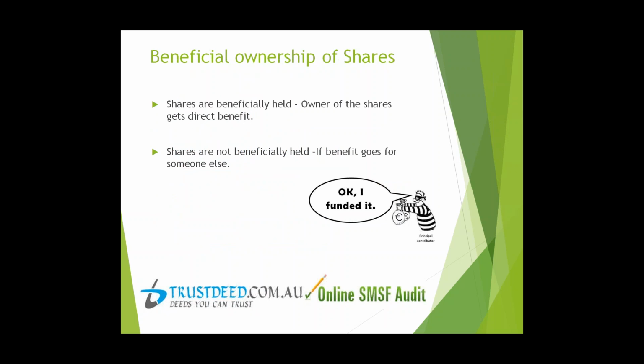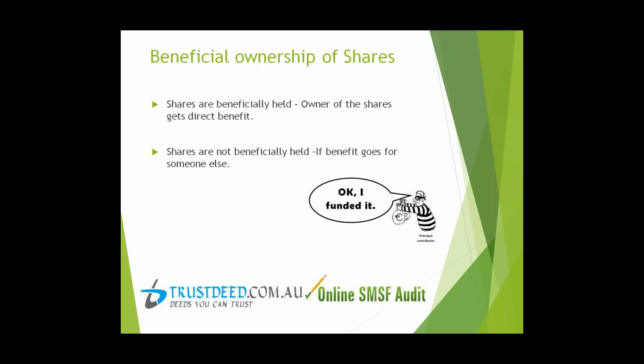Many of them are not aware what the beneficial ownership of shares is. So I would like to provide some clarification which will help you to understand the concept of beneficial ownership of shares. If the owner of the shares is entitled to direct benefit from the shares, they are said to be beneficially held. If the shares of the company are owned for the benefit of someone else, then the shares are not beneficially held. A beneficial owner is a person who enjoys the benefit of ownership even though the title of the asset is in the name of another person or entity.